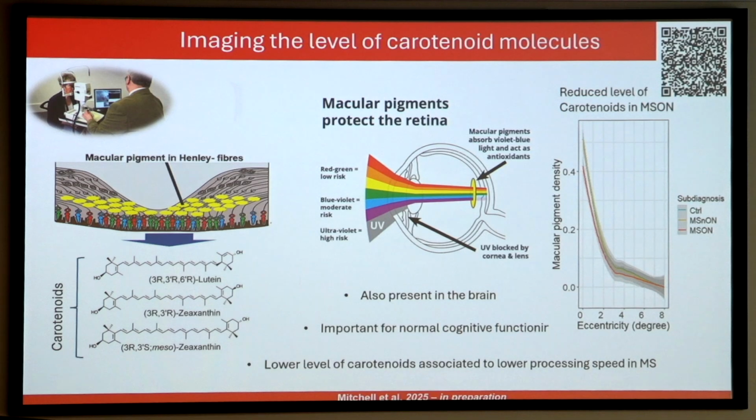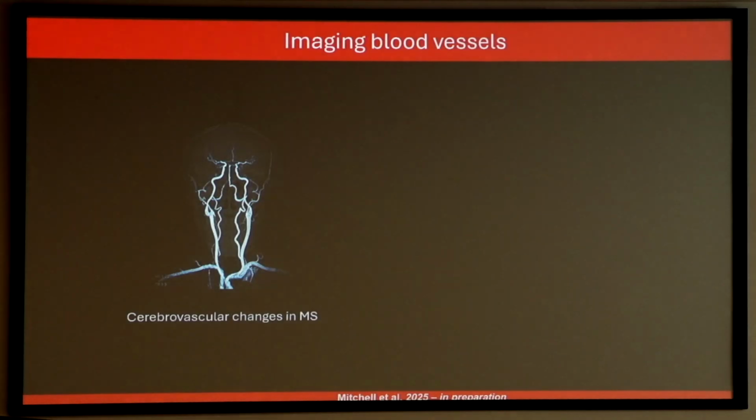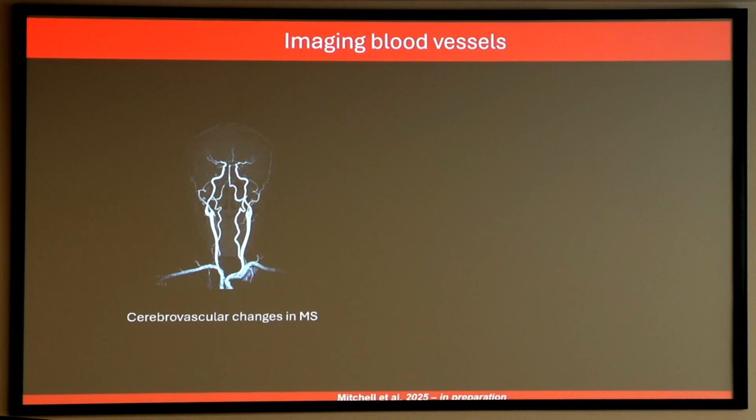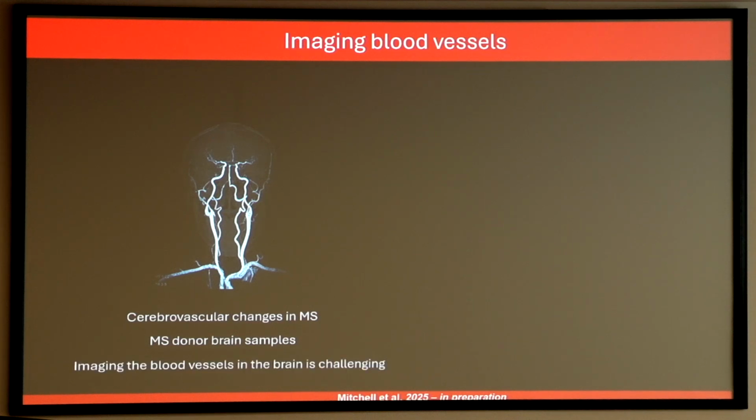So this measure might not be good to reliably follow disease progression, but it might be good to measure carotenoid levels. And then another big topic is changes to the blood vessels. So it's really little known. It's probably because it's difficult to image the blood vessels in the brain, and it's invasive. But we mostly know from postmortem studies that there might be some changes to the blood vessels as well in the brain that may contribute to the disease progression.